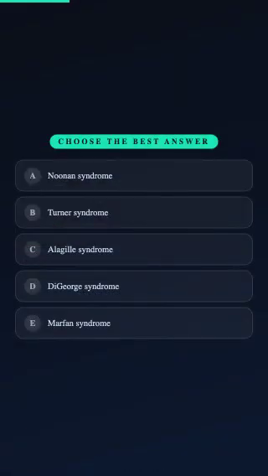Upper extremity hypertension, lower extremity hypotension, brachial femoral delay, and exertional leg claudication in a young girl. This is coarctation of the aorta, a fixed obstruction of the aorta distal to the left subclavian artery. Which genetic syndrome is most classically linked to coarctation of the aorta, especially in girls?